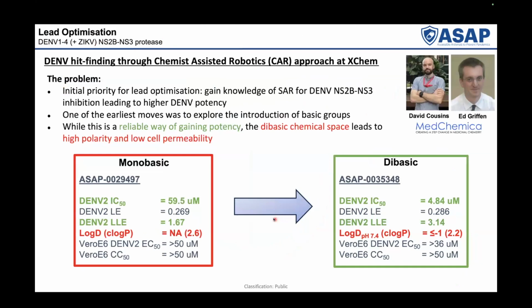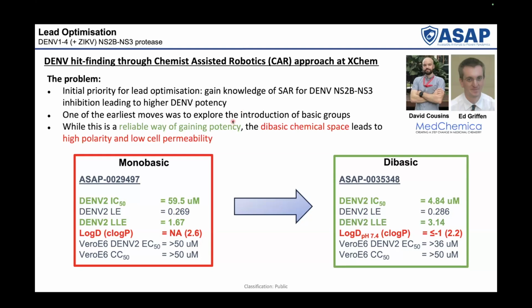So I'm going to get straight into an exemplar now. This was a project done with David Cousins and Ed Griffin from MedChemica. They are on our lead optimization part of the asset project, our P5 project. We got together and saw how we could leverage some of our high throughput chemistry and their MedChem smarts to help them with a lead optimization problem. Basically, this was for the dengue virus and Zika virus target, NS2B-NS3.